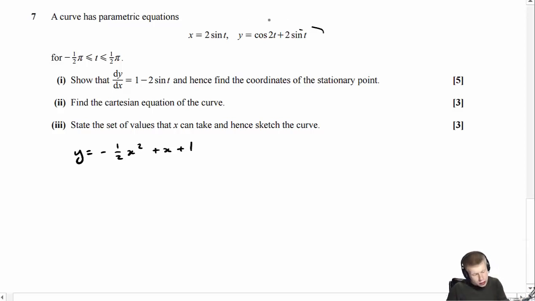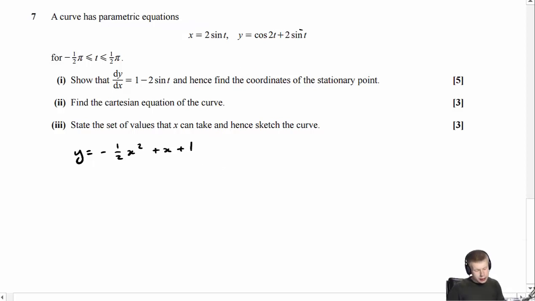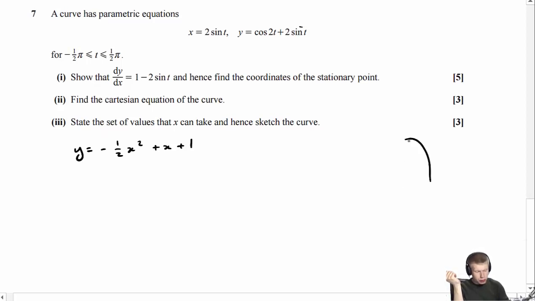Hello, so I've taken these two Cartesian equations and I've found out that the original curve was y equals minus a half x squared plus x plus 1. Now what I'm asked is to find the set of values that x can take, and then sketch that curve. So it's a negative quadratic curve, so I know it's going to look like an upside down quadratic, an upside down parabola.